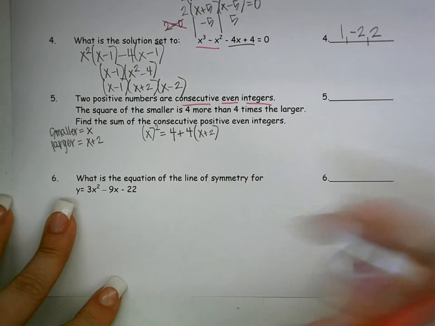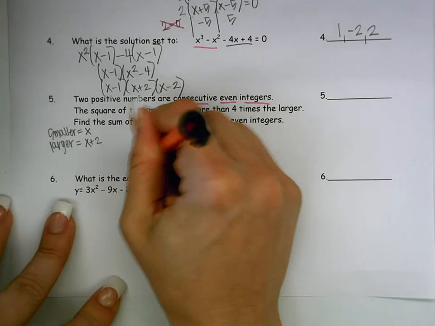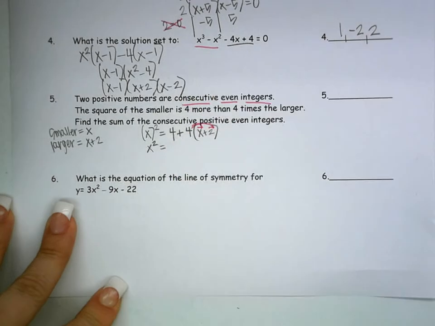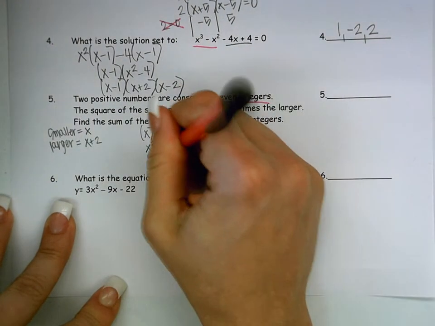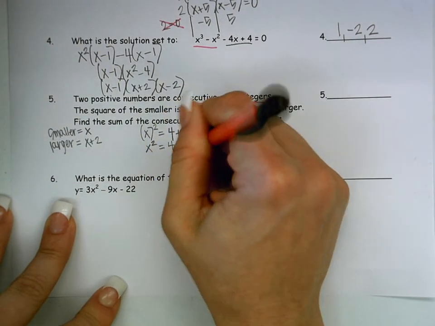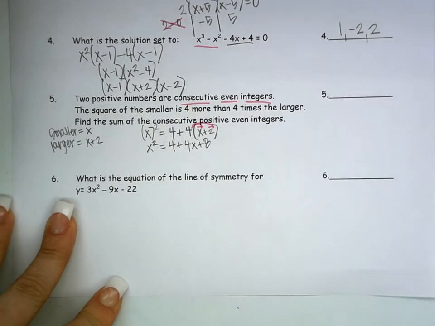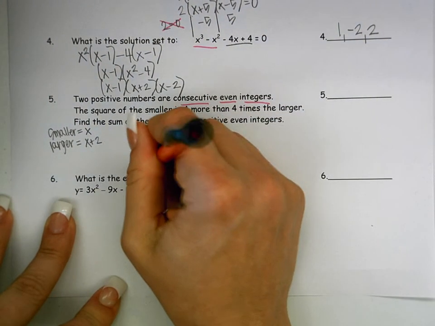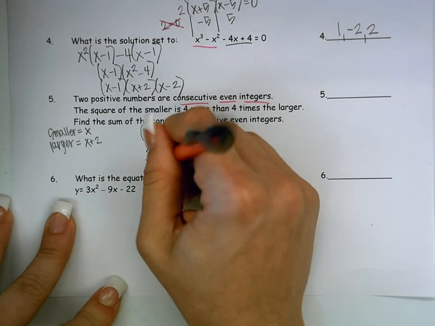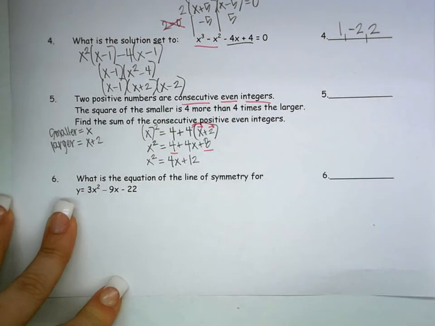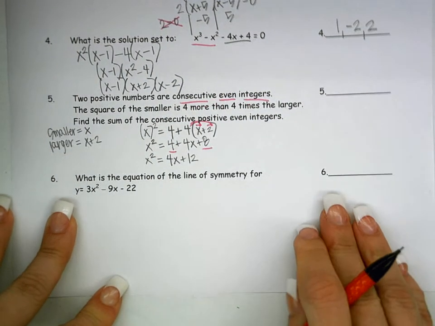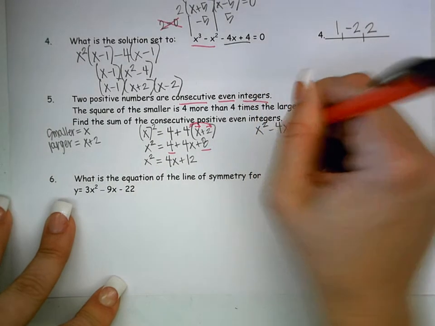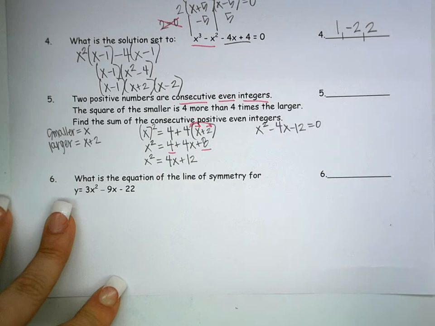So to solve, you have x squared equals, gets distributed, so distribute the 4. X squared equals 4 plus 4x plus 8. Combine the like terms. So x squared equals 4x plus 12. You need to have everything equal to 0 in order to solve. So move these over. We got x squared minus 4x minus 12 equals 0.